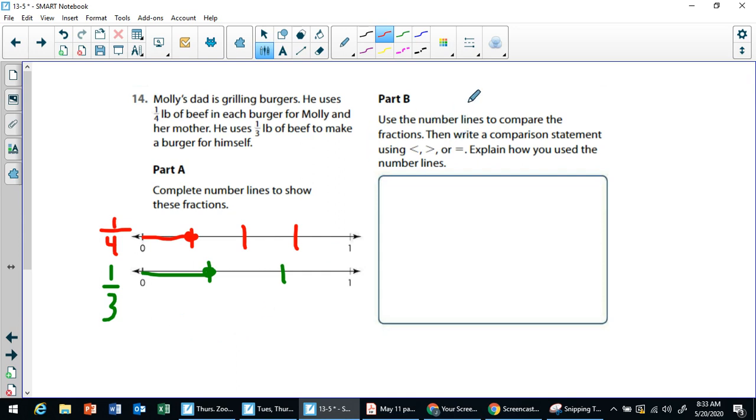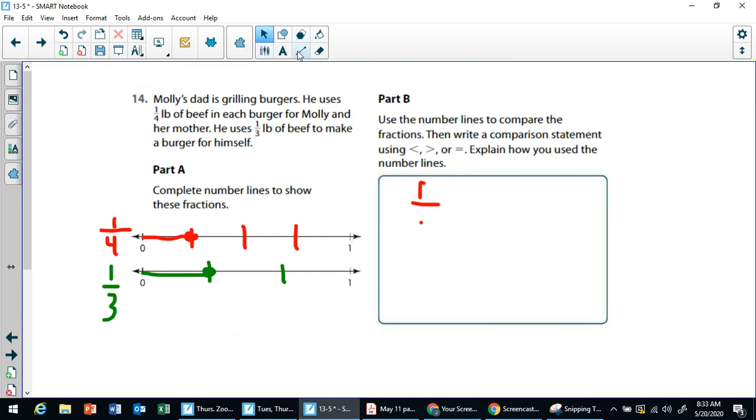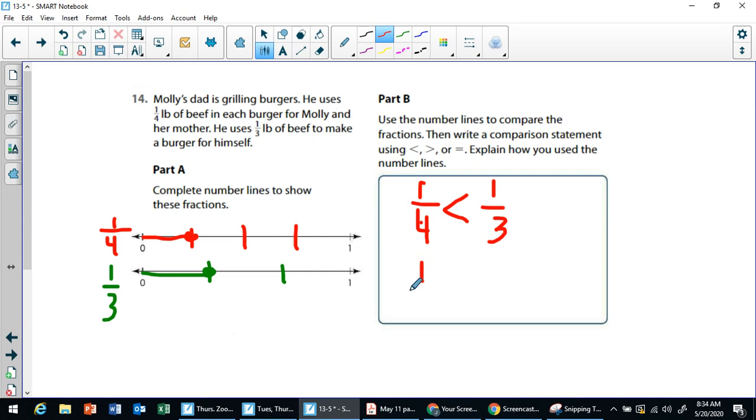So the first part of this is done, but then we need to come over to part B. Use the number lines to compare the fractions. Then write a comparison statement using less than, greater than, or equal to. Explain how you use the number line. So when I'm over here, you could write 1/4 is less than 1/3. Not by much, though. That was very close. Or the other way you could have said it was 1/3 is greater than 1/4.